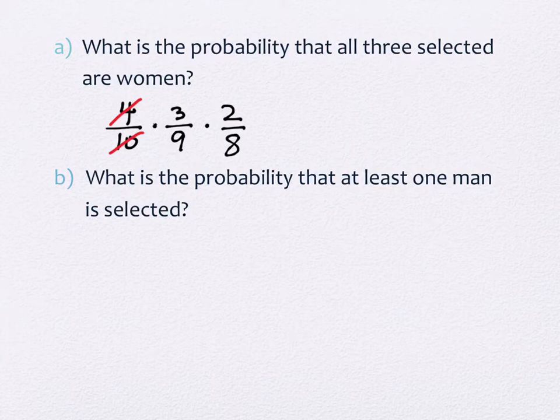Like 4 and 10 both divide by 2. So this is really just 2 over 5. 3 and 9 both divide by 3. So this is really just 1 over 3. And 2 and 8 both divide by 2, giving me 1 over 4.